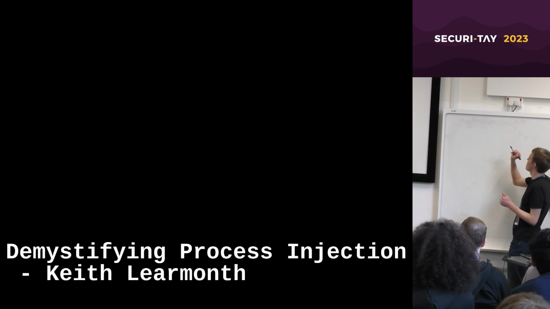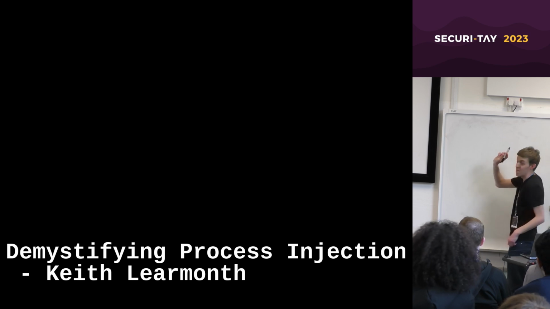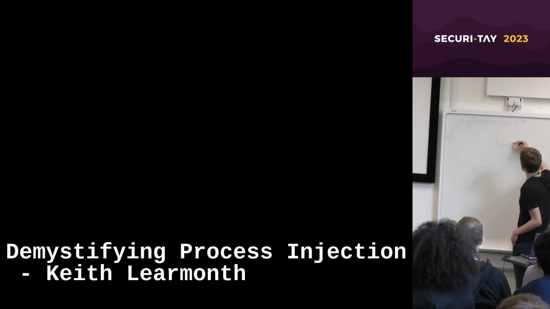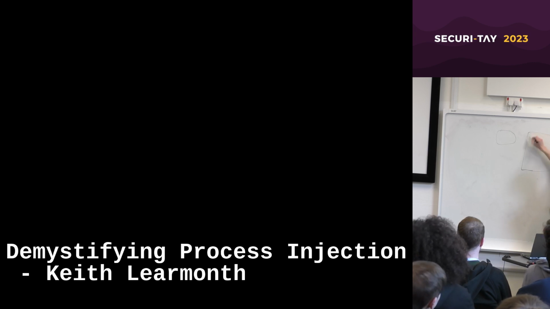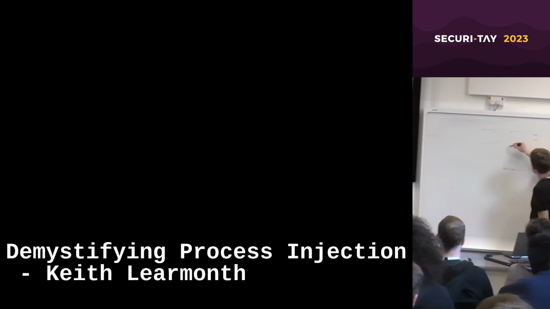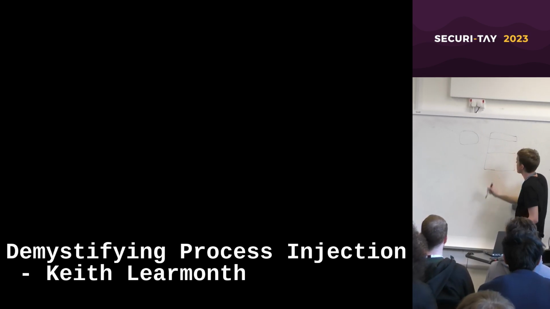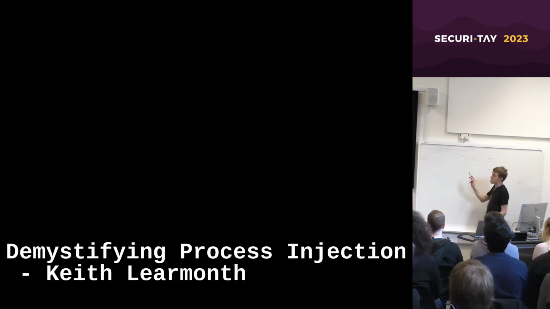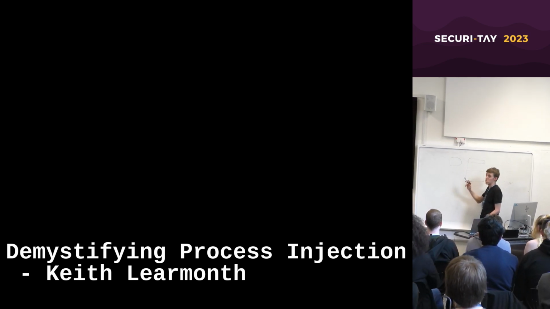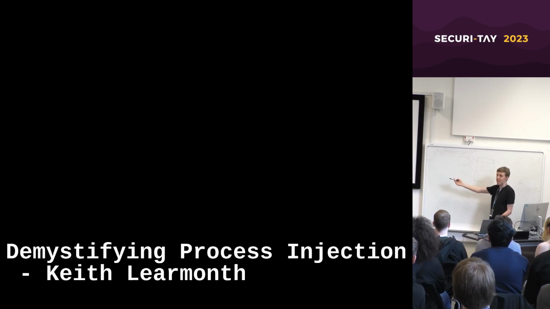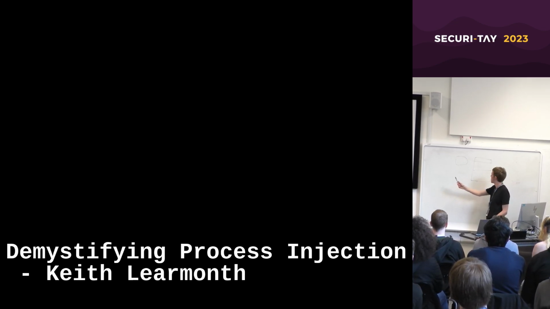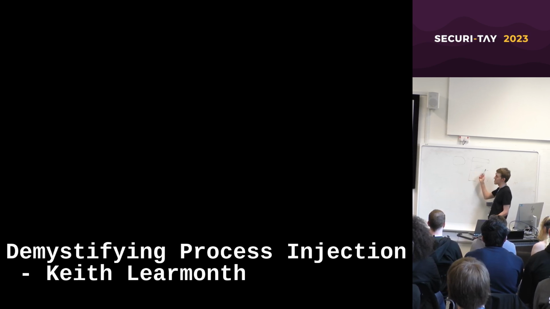So, let's see if I can remember the steps. The idea is you have your malicious code, you have your target. I'm just making sure everyone can see this, right? Okay, you have your target process. You have the legitimate code that's running. The idea of process hollowing is that rather than looking for an already running application, you create a new instance of it, so you don't need any of the legitimate stuff.